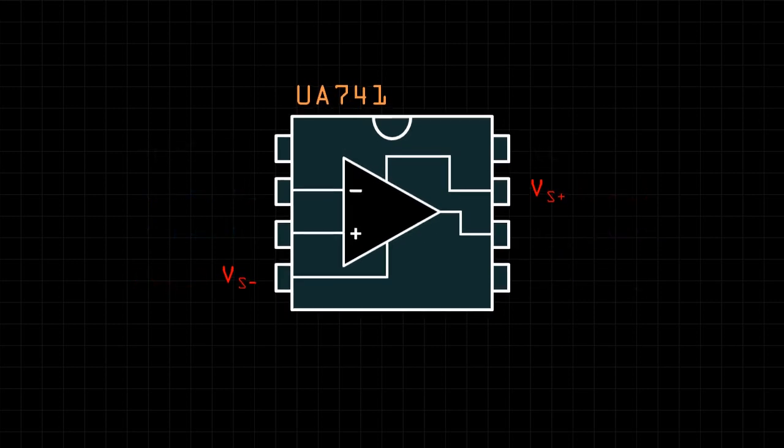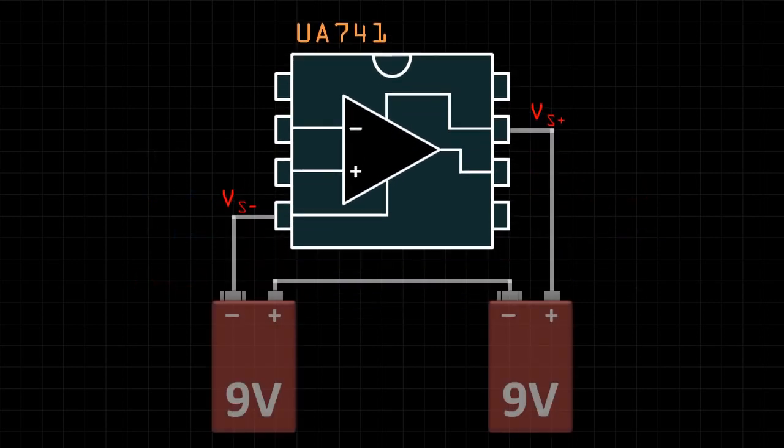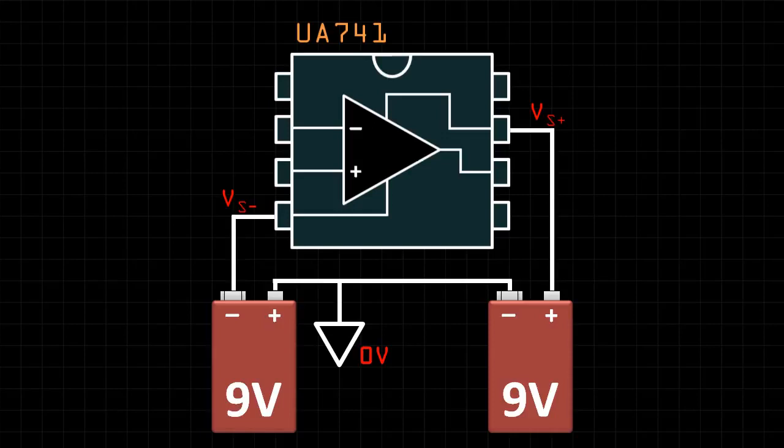To provide the positive and negative rails, we can use two 9-volt batteries connected in series. This provides a total of 18 volts, but if we consider the connection between the two batteries to be at 0 volts, or ground, then the power supply's voltage will swing between positive and negative 9 volts. Careful not to connect these backwards, as this will destroy the IC chip.